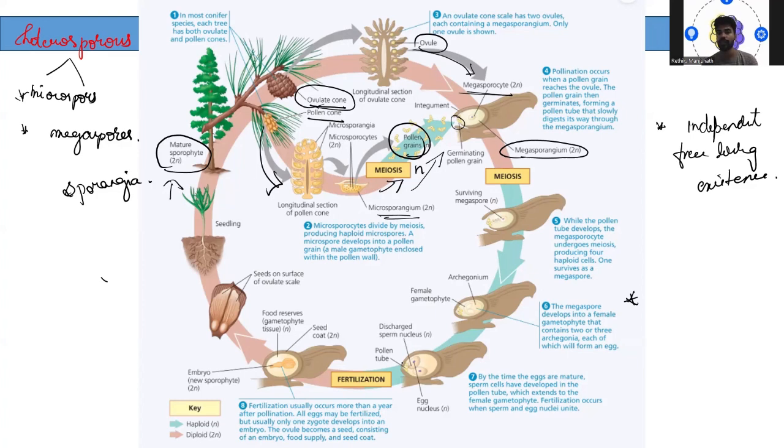During fertilization, what happens? The pollen grain will discharge its nucleus. One of the nuclei develops into a pollen tube, extends and reaches the female gametophyte, and fertilization takes place. Fusion happens with the egg nucleus, and zygote development is seen. Later on, you will also see new embryo development. These are all things you need to keep in mind while reading. So this was all about the gymnosperm.